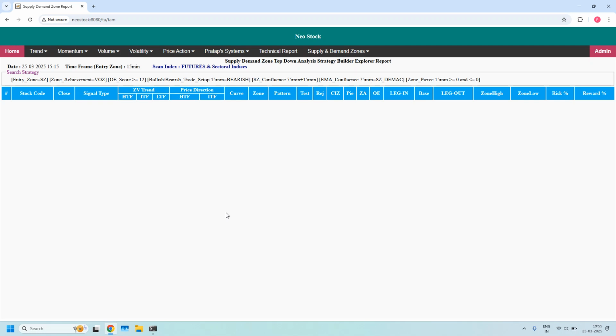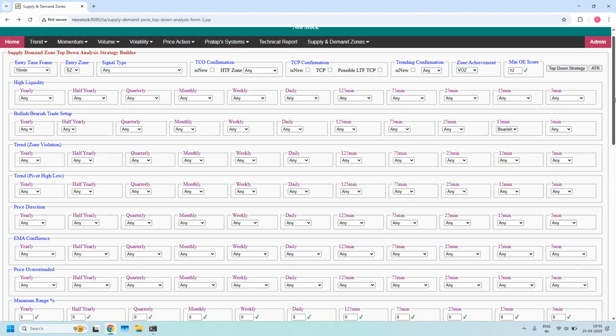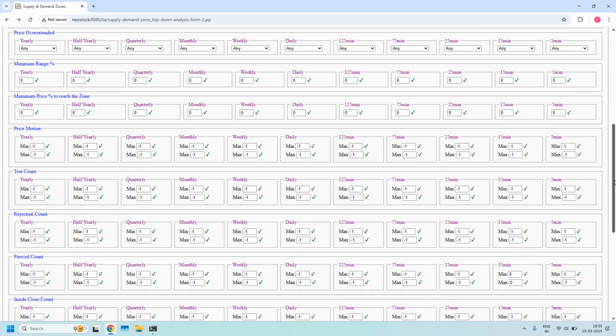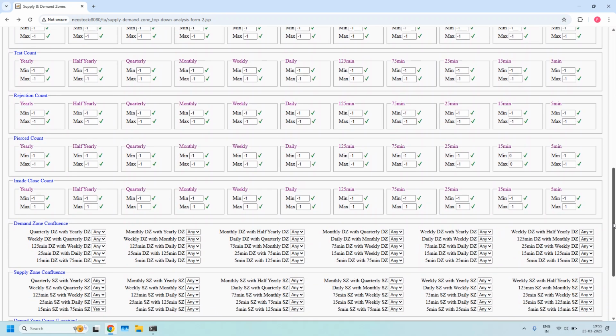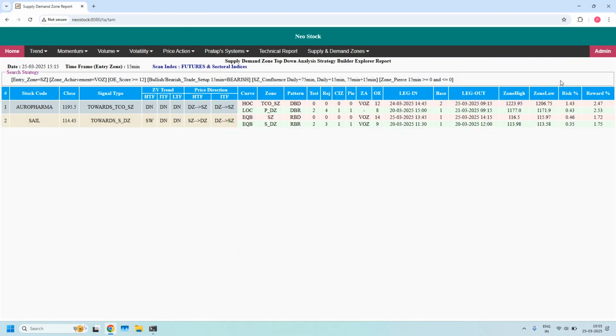Okay, next we will look into LTF, ITF, HTF supply zone confluence supported stocks. I am removing the EMA filter. That is 15 minutes, 75 minutes and daily supply zone confluence supported stocks. 3 filters we have to set. First filter already enabled. Next, 15 minute supply zone with daily supply zone confluence. 75 minute supply zone with daily supply zone confluence. With all the 3 filters enabled, we got 2 stocks.